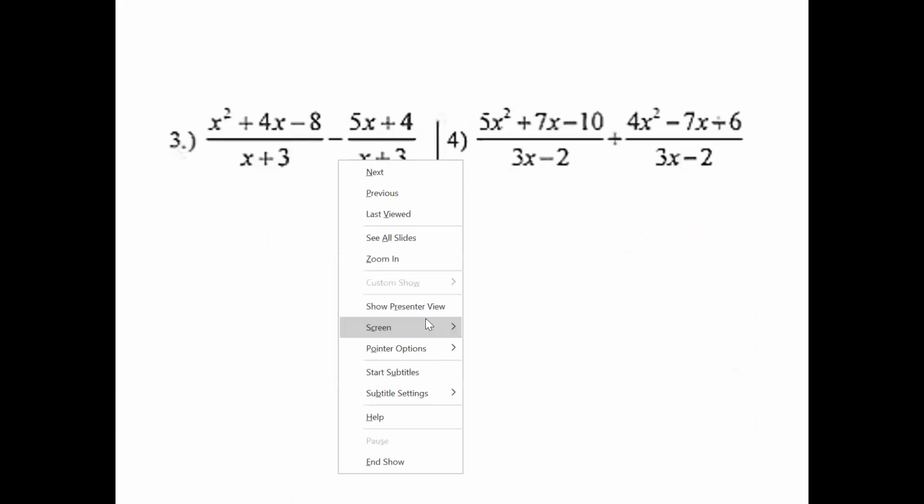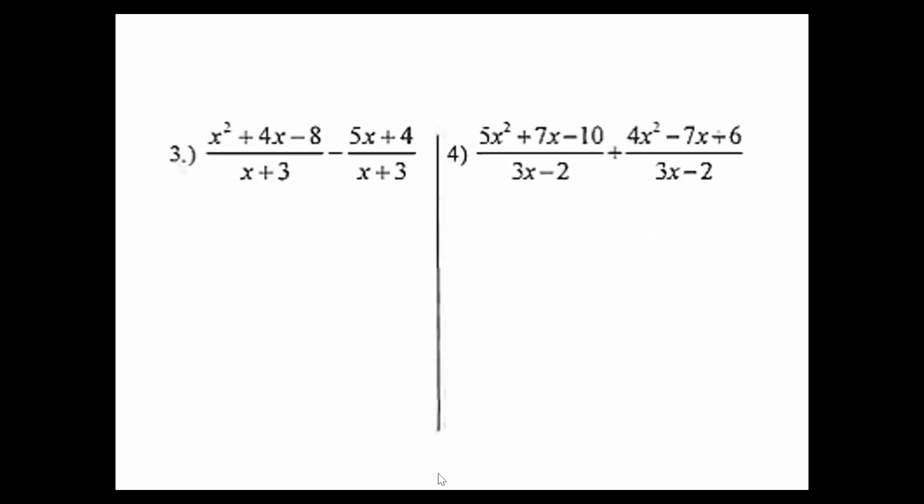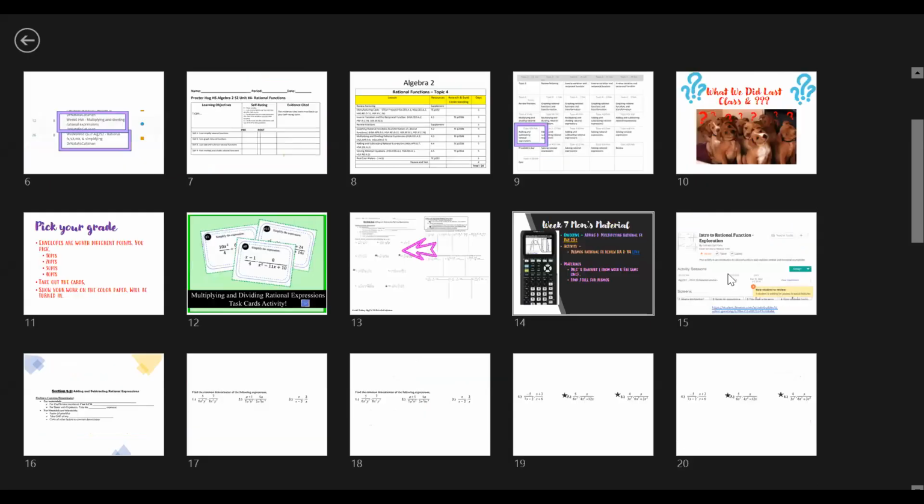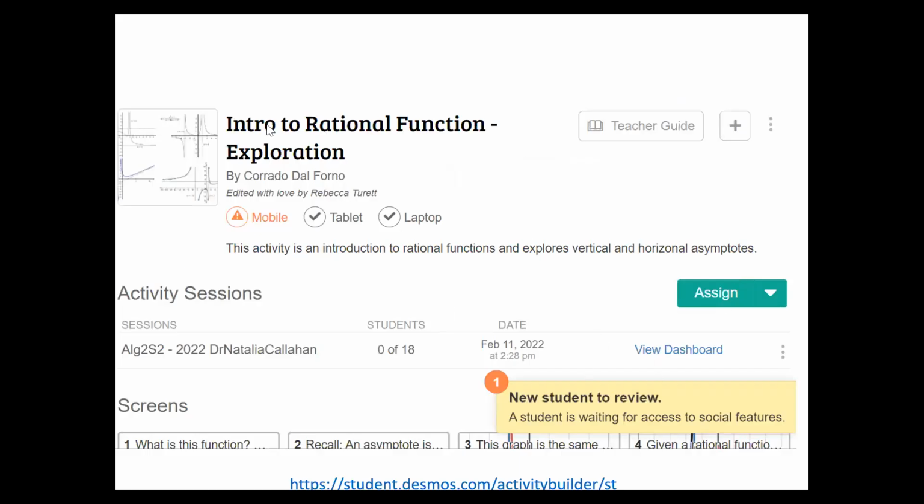So let's go ahead and I'm going to have you guys go on to Desmos and earn your points that way. So make sure you have an iPad. If you don't have an iPad, come up and grab one, please. Or if you have your cell phone, that works too. So let me go to Desmos. Your Desmos assignment is going to look something like this, okay? It's Introduction to Rational Function Explorations. You're going to do a little bit of review of vertical asymptote and horizontal asymptote. There are 18 of you here, so make sure you guys do that.